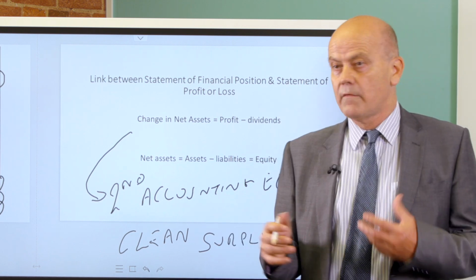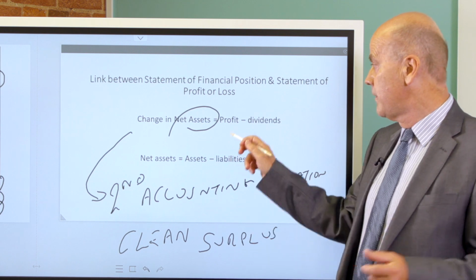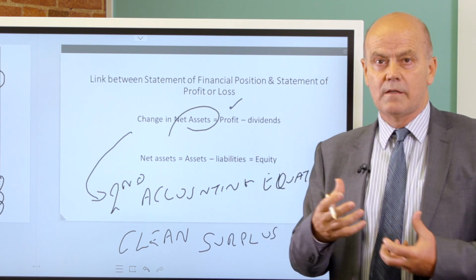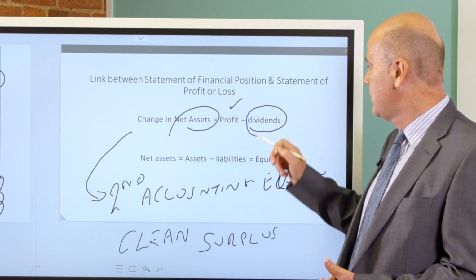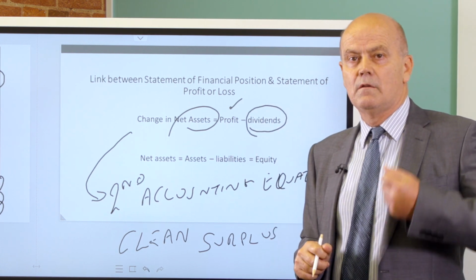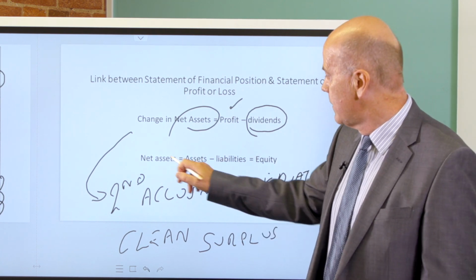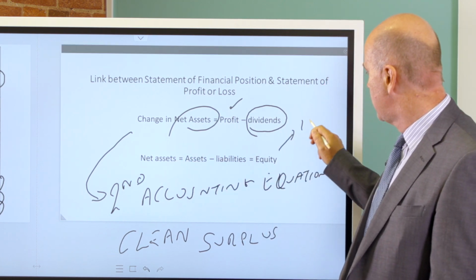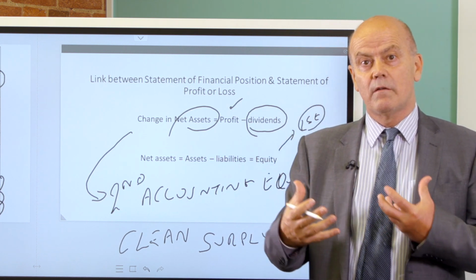So what do we have? We have an increase in assets, and that equals the profit for the year, less the dividends. Dividends are money paid out of the company to the shareholders. And then this is the first equation again, just rearranged here.